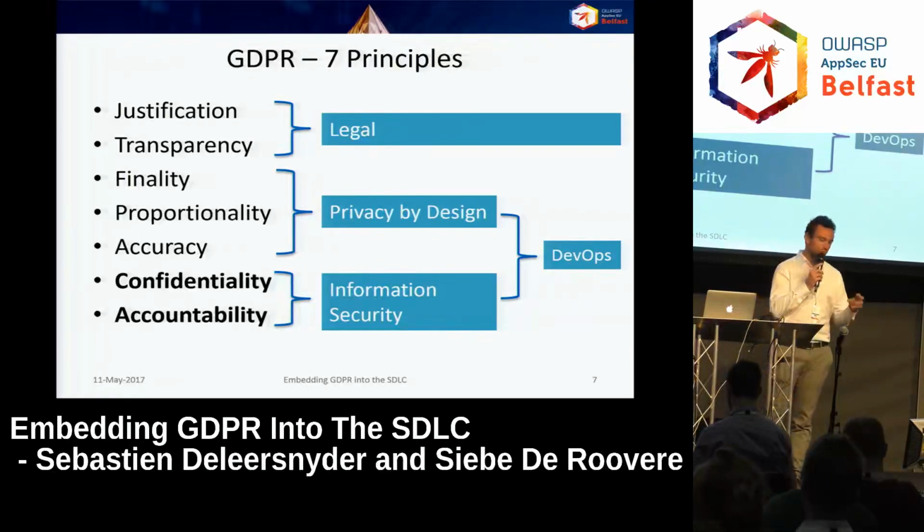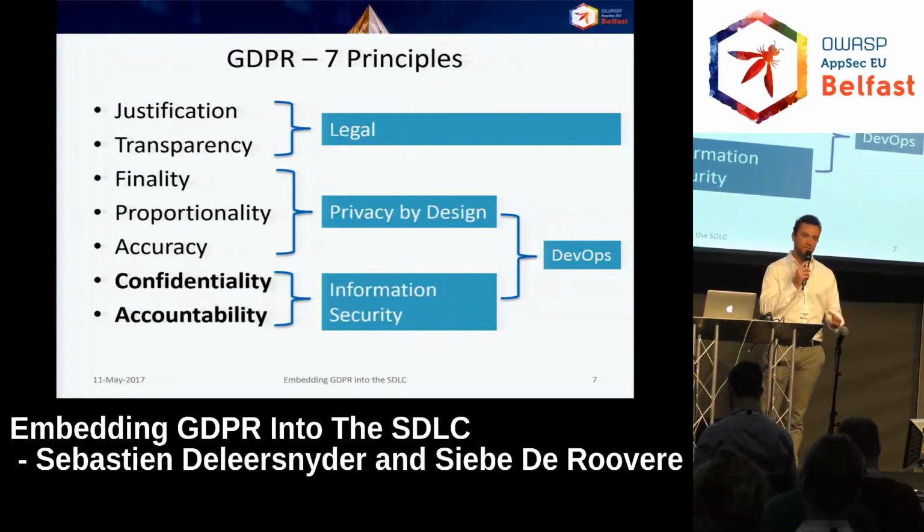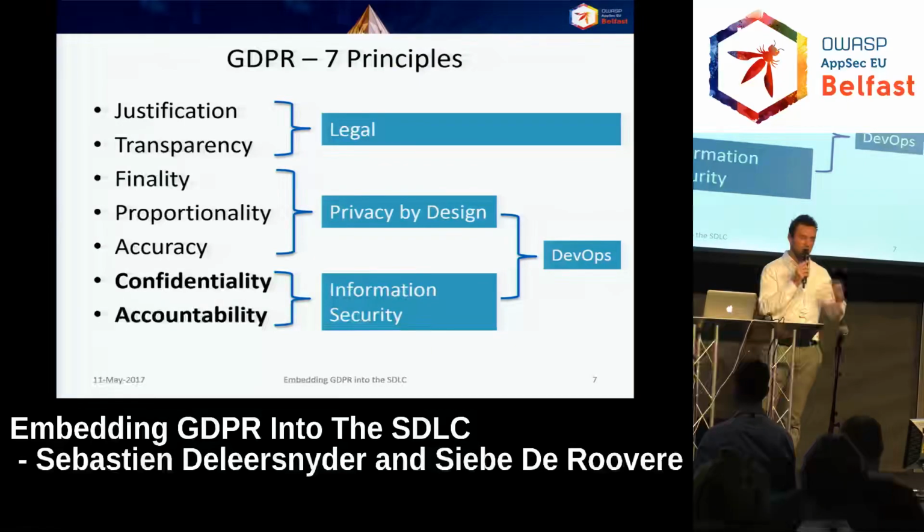I'm not going to go too deep into these principles because I could talk for 1 hour about the principles on this slide alone. But you should know that some of these principles are managed by a legal department, such as the justification and transparency principle, but other principles are directly related to application development and to security. For instance, the proportionality principle states that you can only use the personal data that you need in relation to your finality, in relation to your goal.